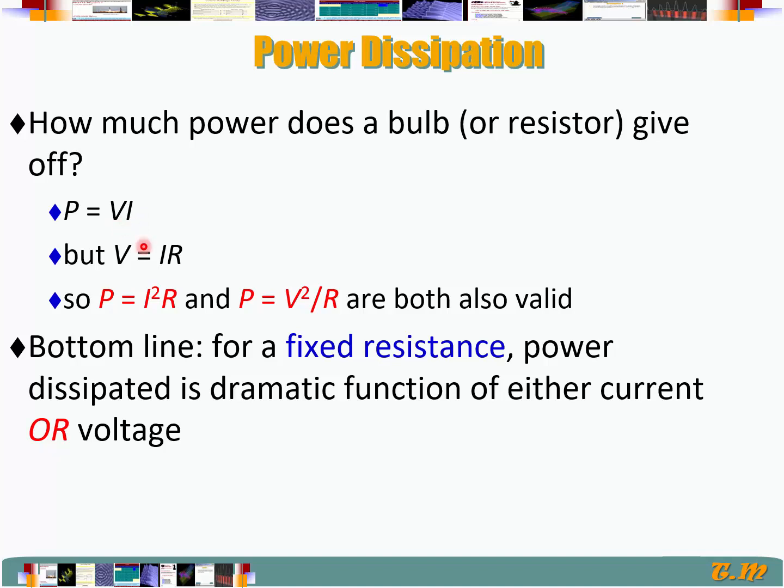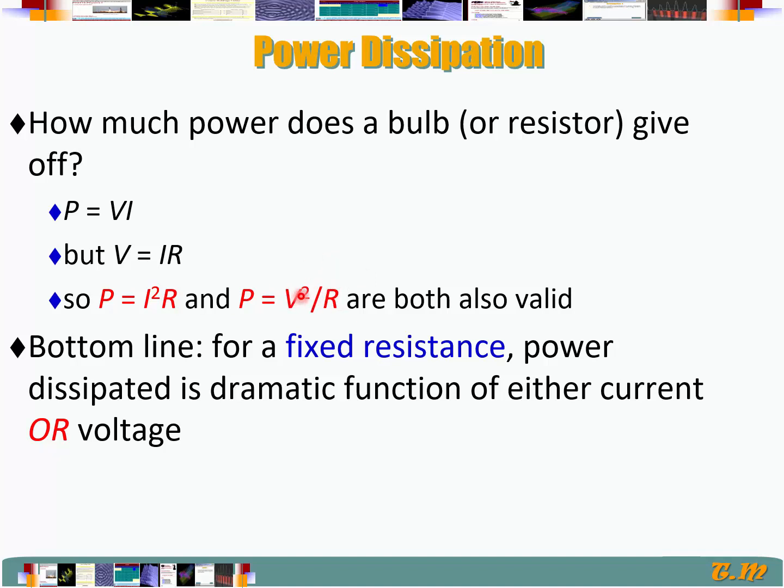Or I can do it the other way. I can solve for I here. I get V over R. I replace it here, so I get V squared over R. So for a resistor, I can use any of these 3 equations, VI, I squared R, or V squared over R, to find the power.